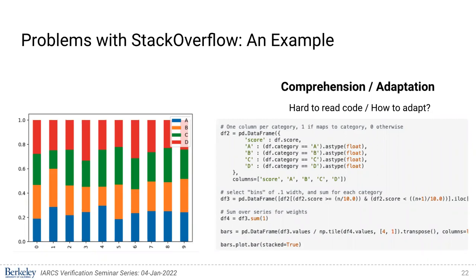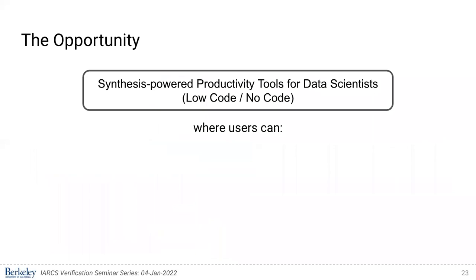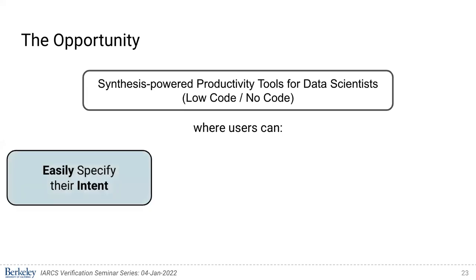it's a mouthful. There are many things going on here, and it would take you a while before understanding what exactly is going on and how you need to rename the columns, use different functions, or eliminate certain lines before it can work in your own setting. So this is the opportunity I want to highlight here. Essentially, there is value in creating synthesis-powered productivity tools for data scientists. No-code or low-code solutions where users can easily specify what they want to do. Something that is easier than spending all that time on Google and going through results.